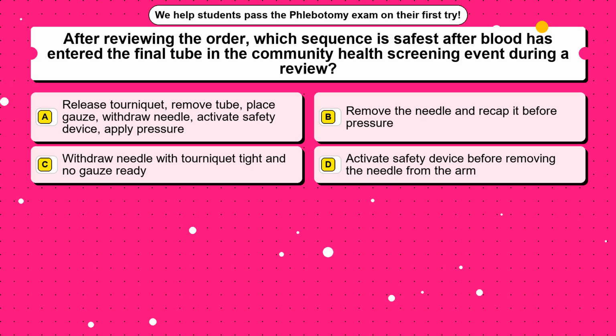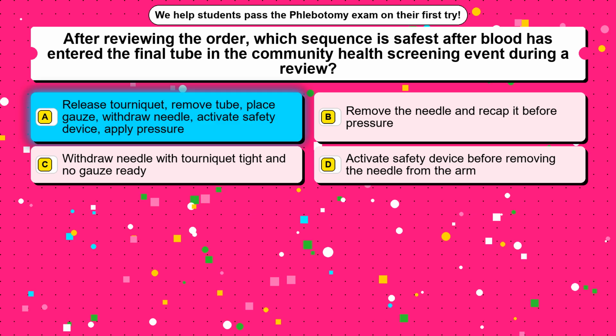Option B, remove the needle and recap it before pressure. Option C, withdraw needle with tourniquet tight and no gauze ready. Option D, activate safety device before removing the needle from the arm. The correct answer is option A. Release tourniquet, remove tube, place gauze, withdraw needle, activate safety device, apply pressure.